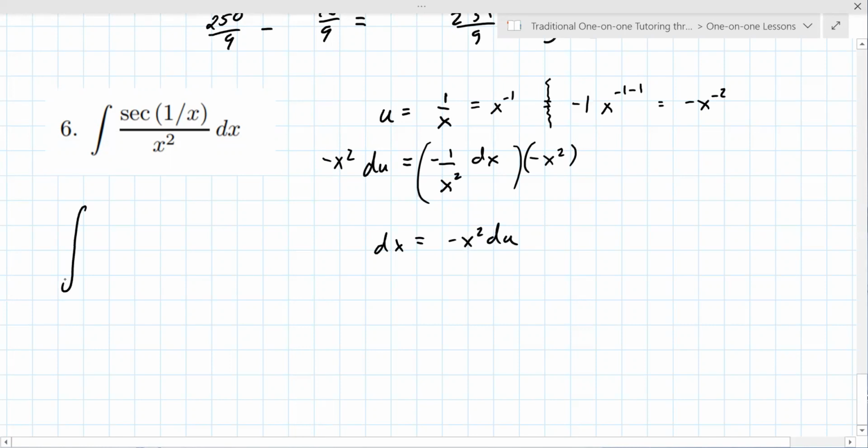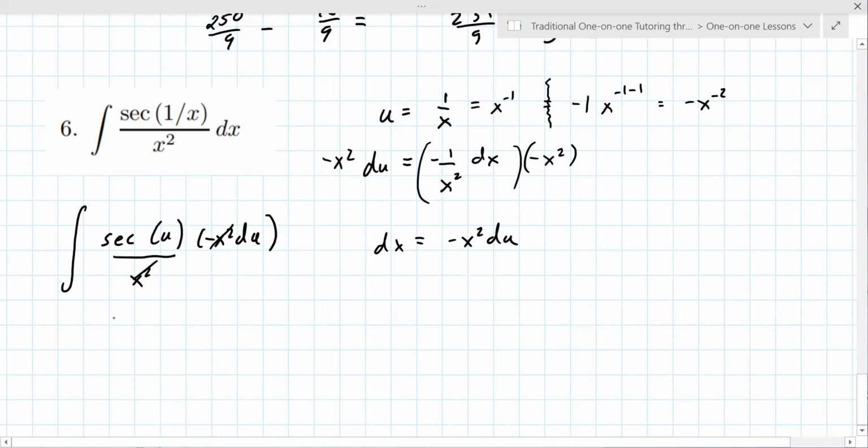So this is the integral of secant, and then 1 over x is your u over x squared, because we don't have a substitution for that yet, but dx is -x squared du. And if you've chosen the right substitution, your x will cancel. There are a couple of exceptions to that, but we probably won't see them today, though they might show up on a test, so we'll get to them at some point. Here the x squareds cancel.